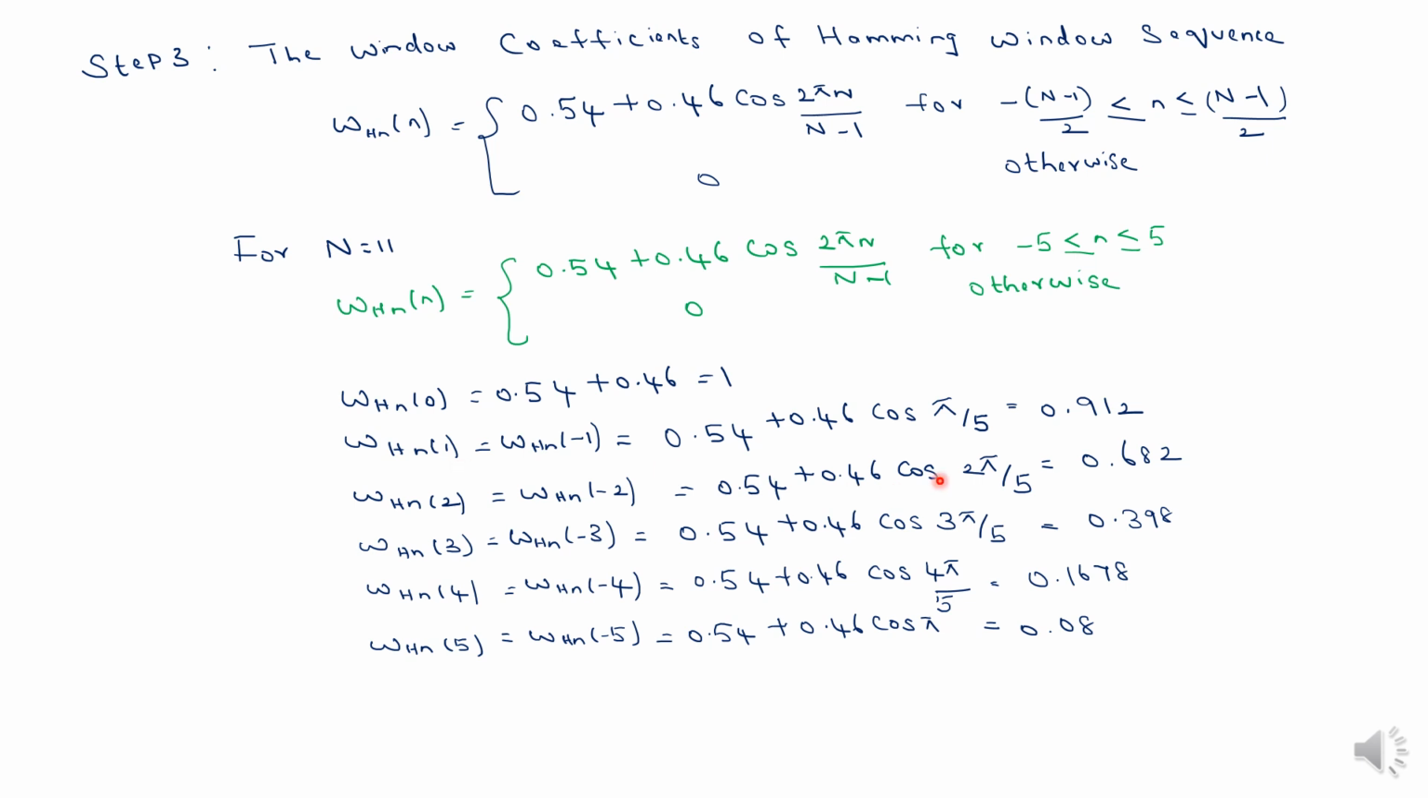w_Hn of 1 was found to be 0.912. w_Hn of 2 is found to be 0.682. w_Hn of 3 is 0.398. w_Hn of 4 is 0.1678 and w_Hn of 5 is 0.08. So we have obtained the window coefficients.